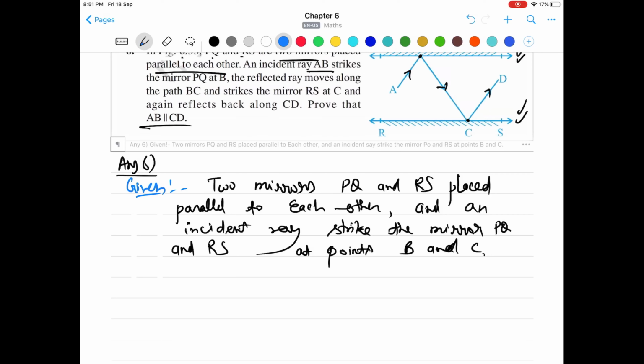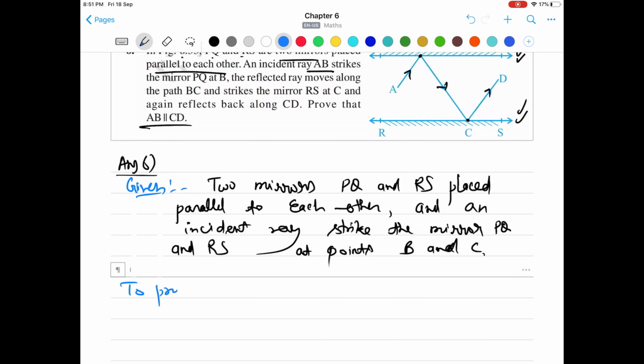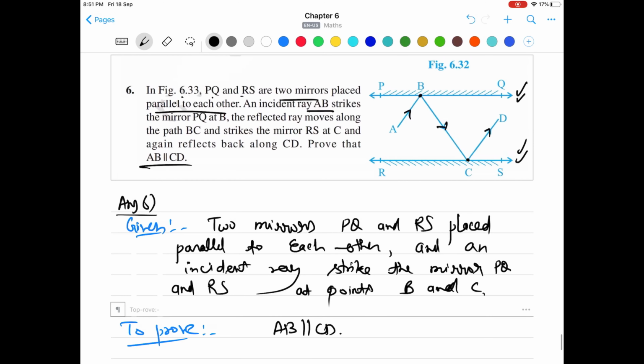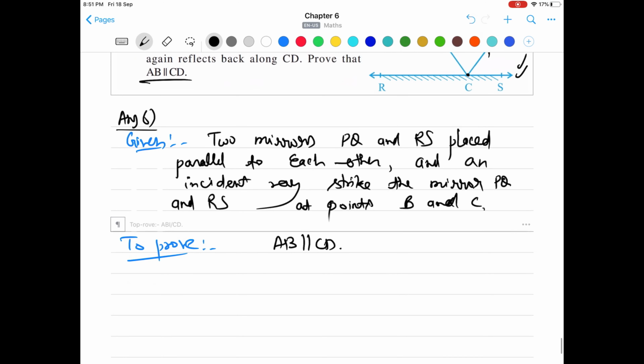We have to prove that AB is parallel to CD. That means these two rays AB and CD are parallel. Okay, we have to prove this. So before the proof, we'll do a construction. So let's try the construction.